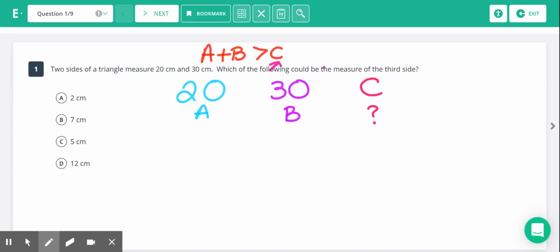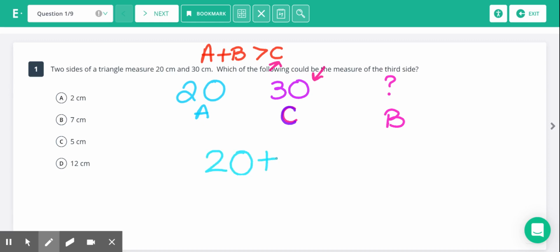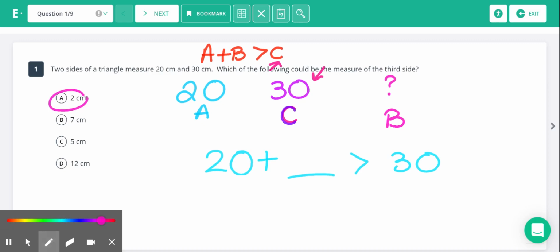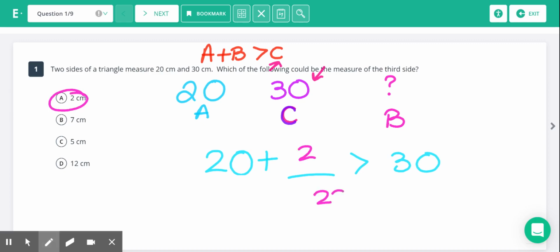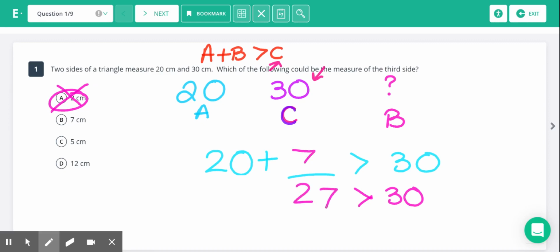So right now, 30 is going to be our C because A, B, C, and D are all smaller than 30. So now we're looking for our B or our A. So what can we add to 20 that when we add it is going to be greater than 30? If we add 2, 22 is not greater than 30, so we cannot choose 2. Let's try 7. 27 is not greater than 30.